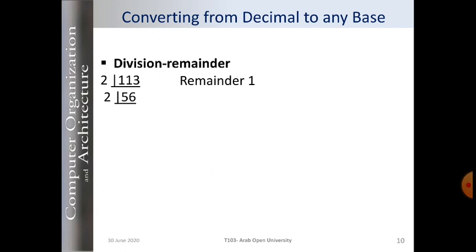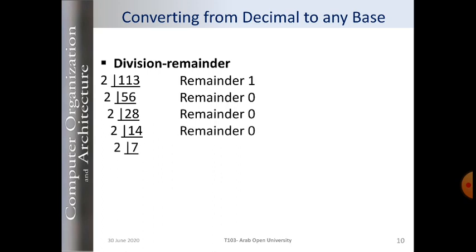So we divide it by 2. 113 divided by 2, the answer is 56. The remainder is 1, so 1 is an output. We divide 56 by 2, the result is 28, and the remainder is 0, so 0 is an output. We divide 28 by 2, the answer is 14, the remainder is 0, so we have 0 as output. 14 divided by 2 is 7, remainder 0 as output.